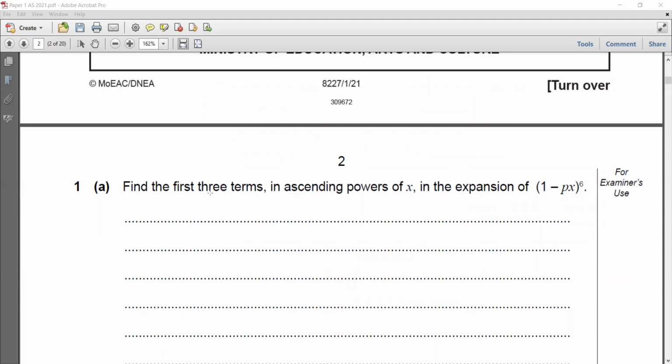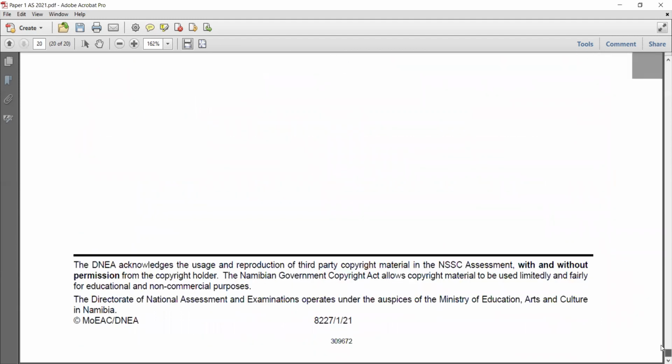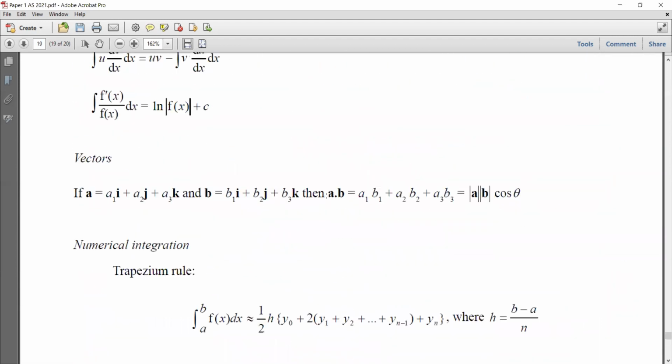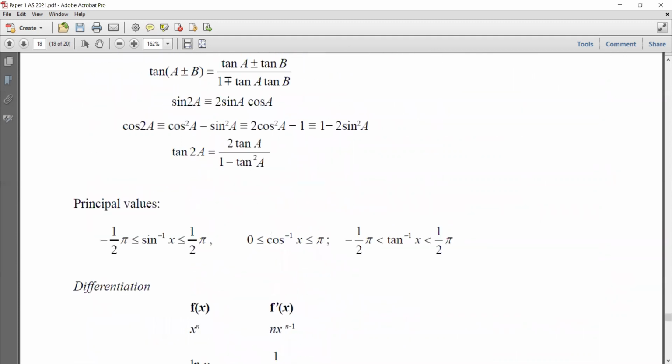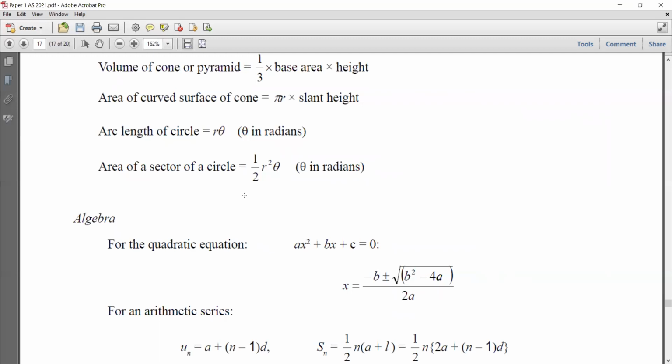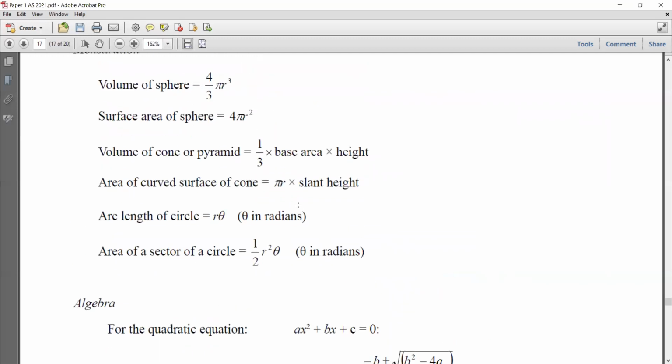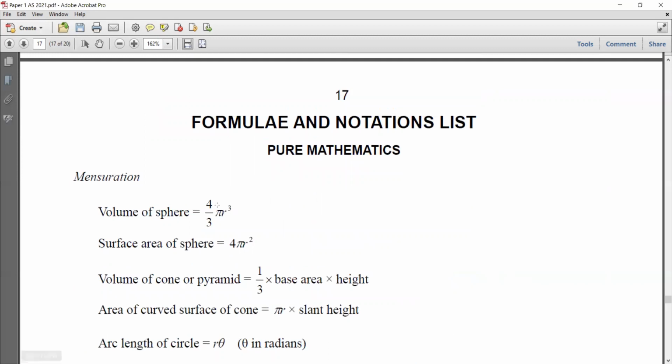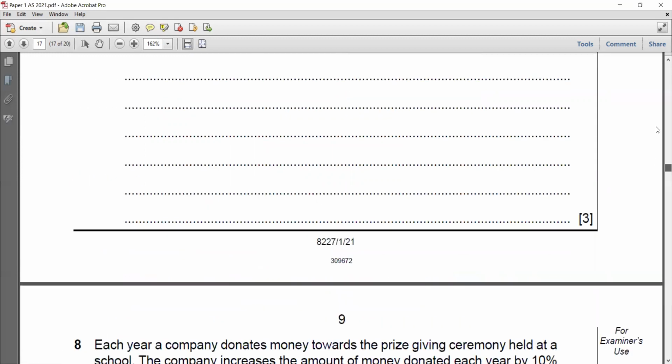Question 1 says find the first 3 terms in ascending powers of x in the expansion of (1 minus px) to the power of 6. Now, the good thing about this advanced subsidiary is that there are formulas at the back. So in case you forget anything, you can always refer to these formulas. But I always say it's a good idea, even before you go to the exam, to know some of these formulas and not just rely on the ones that are listed.